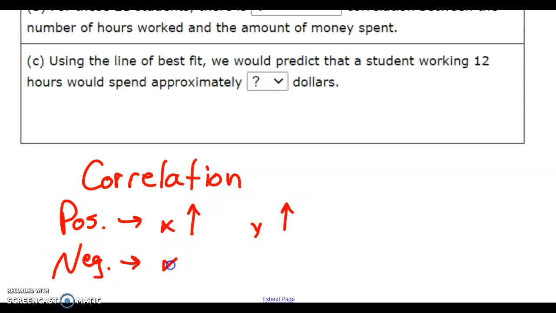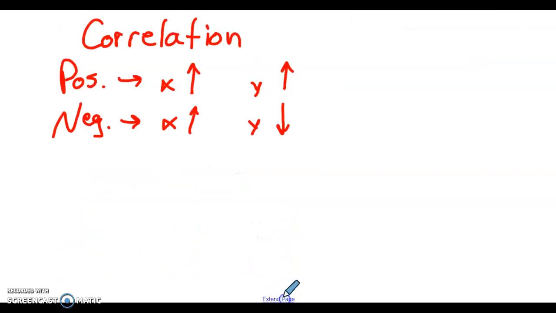Negative correlation is as x goes up from left to right, y is going down. So they're doing the opposite. And then it is possible to have no correlation as x goes up. Notice all three of these are saying as x goes up.